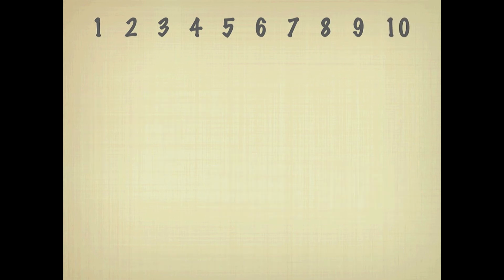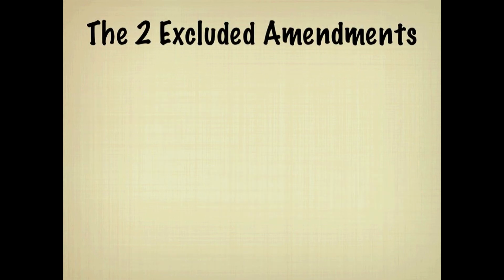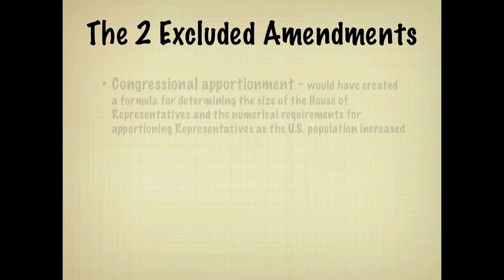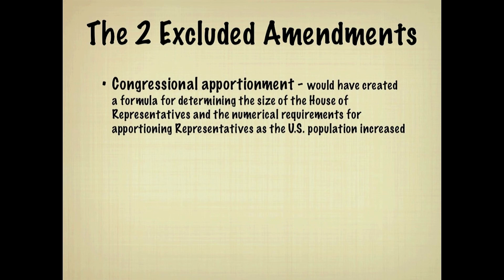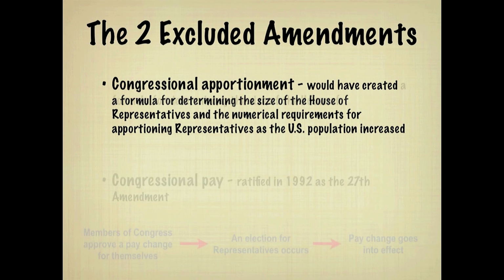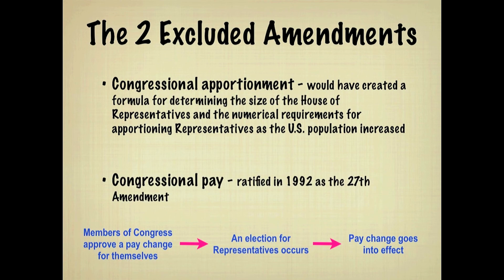As a final note, let's briefly examine the 2 proposed amendments that did not become part of the Bill of Rights, as mentioned earlier. The first would have established rules for congressional apportionment as the U.S. population increased. The second proposed amendment that did not become part of the Bill of Rights was actually ratified in 1992 as the 27th Amendment.